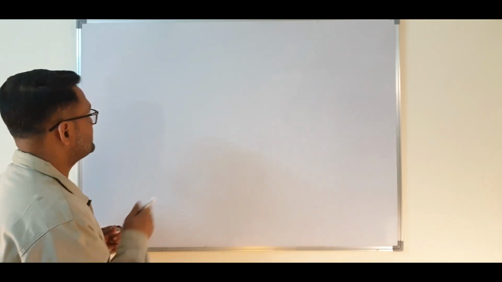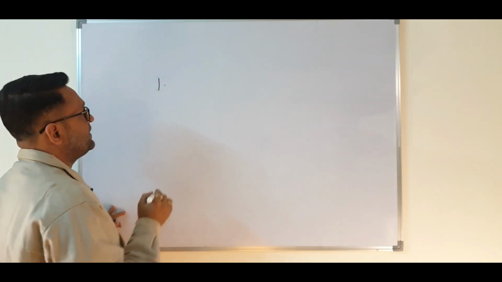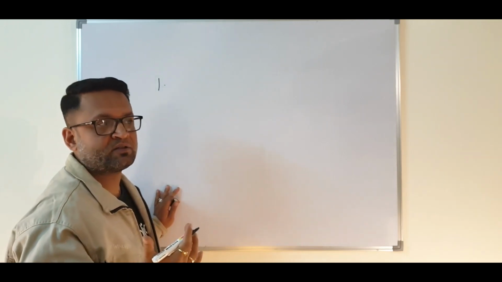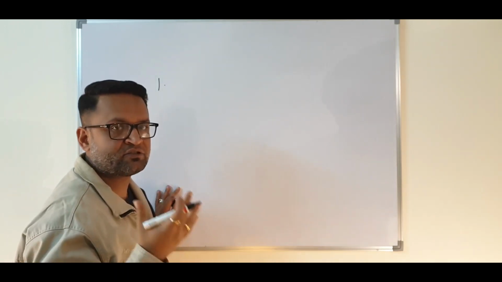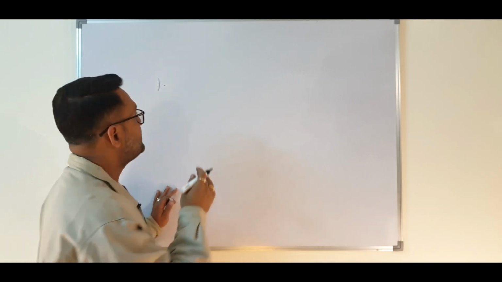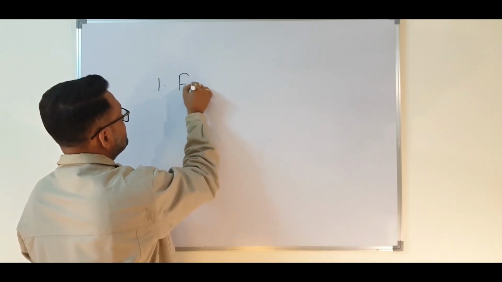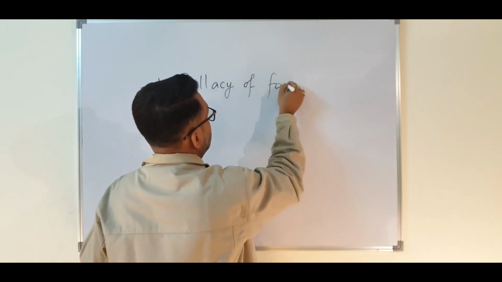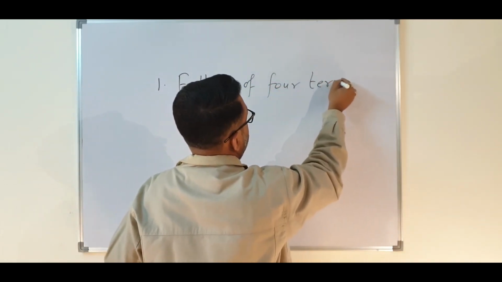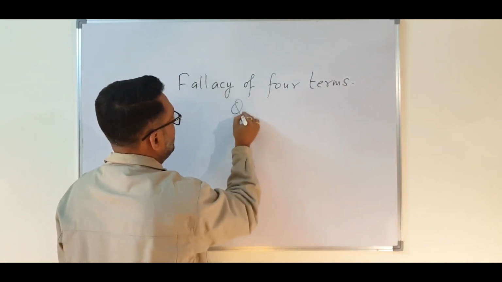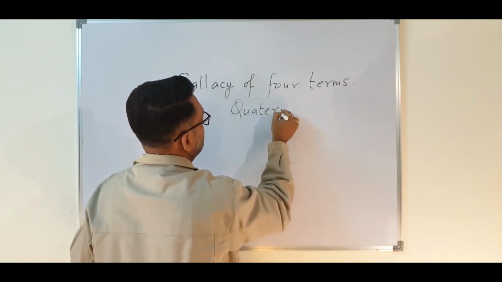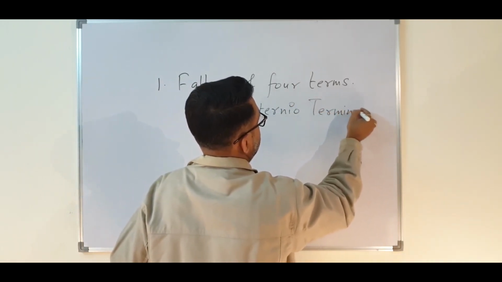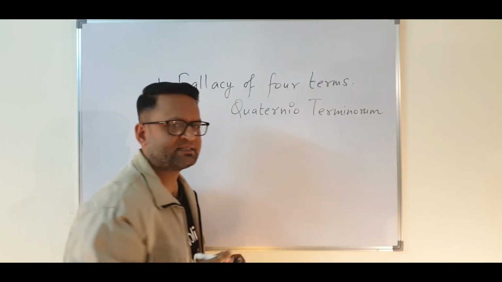Now the first rule says that a valid standard form categorical syllogism has exactly three terms, each of which occurring twice. Now this is also the definition. So if it breaks that rule, it is called the fallacy of four terms. It is also called quaternio terminorum. That means that it is having four terms.